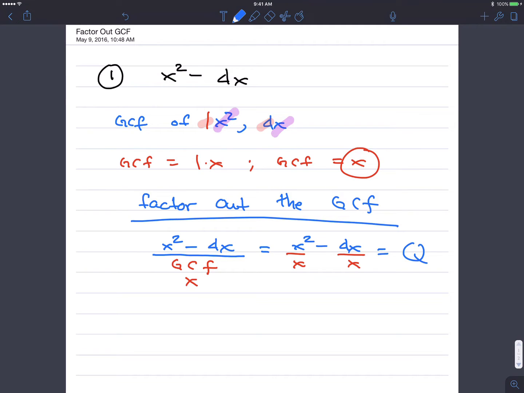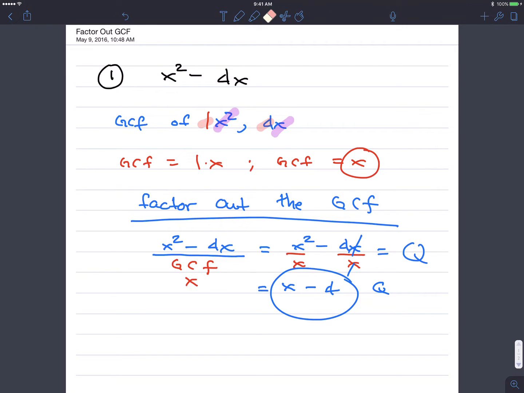So from your division homework, what is x squared divided by x? What'd you guys get for that answer? Isn't it just x? Okay. Minus, what is 4x divided by x? 4. That's just 4. What we found here is our quotient. So my first step when I factor out the greatest common factor is to first determine the quotient. So we're going to ask, what is the quotient? You want to determine that quotient. Okay, so what's the quotient? Our quotient here is x minus 4.